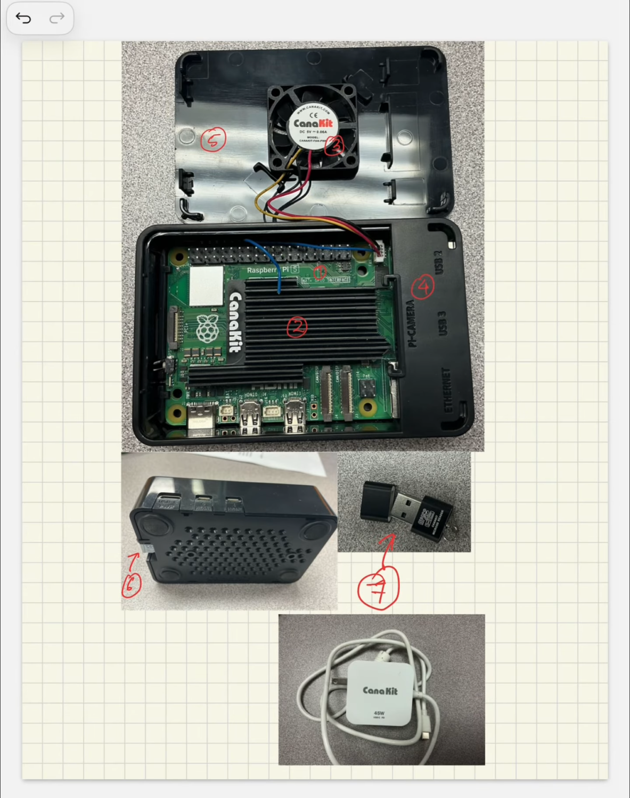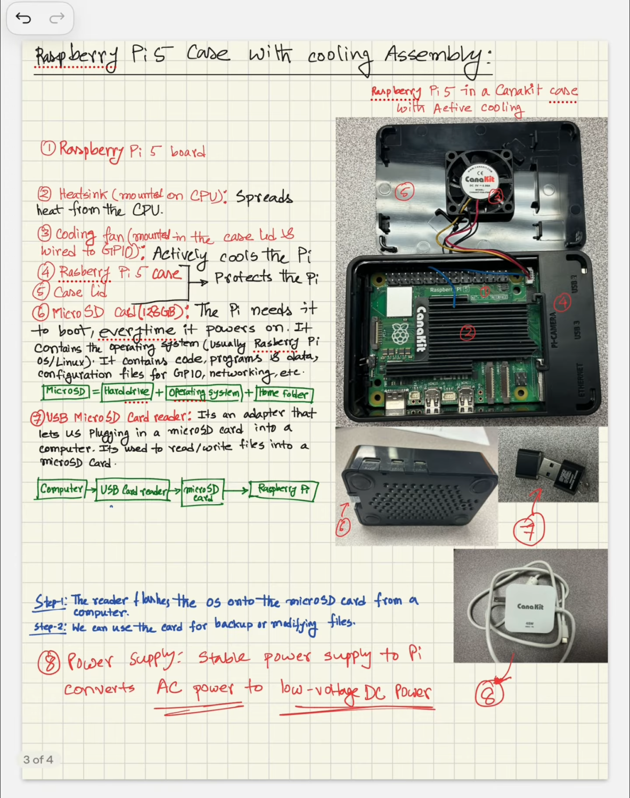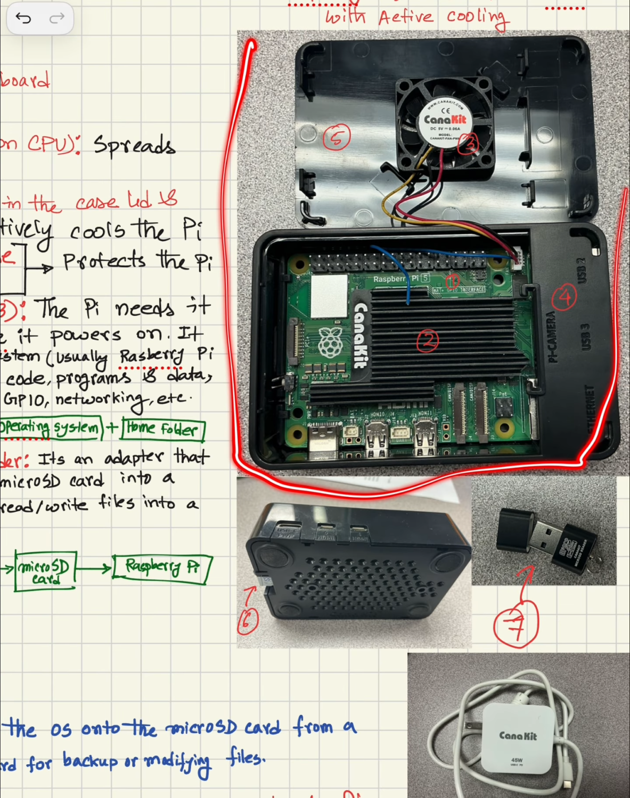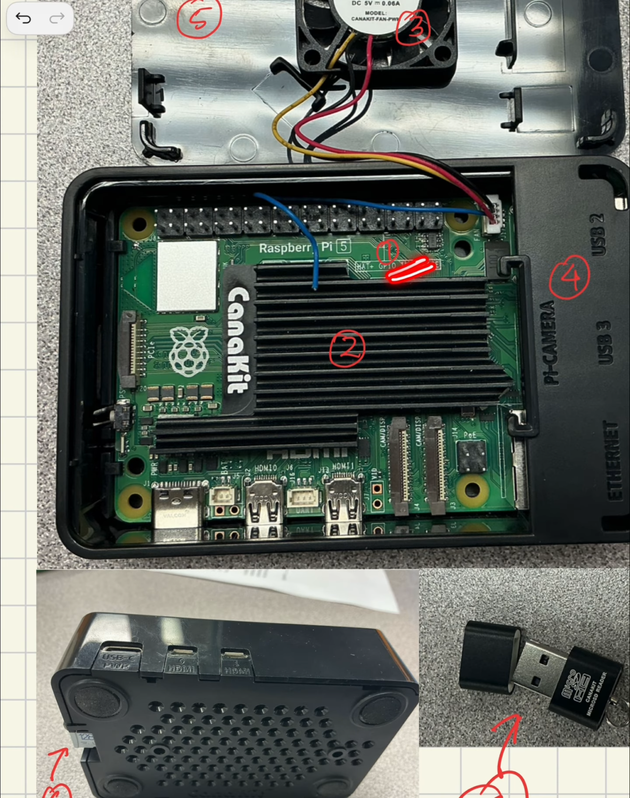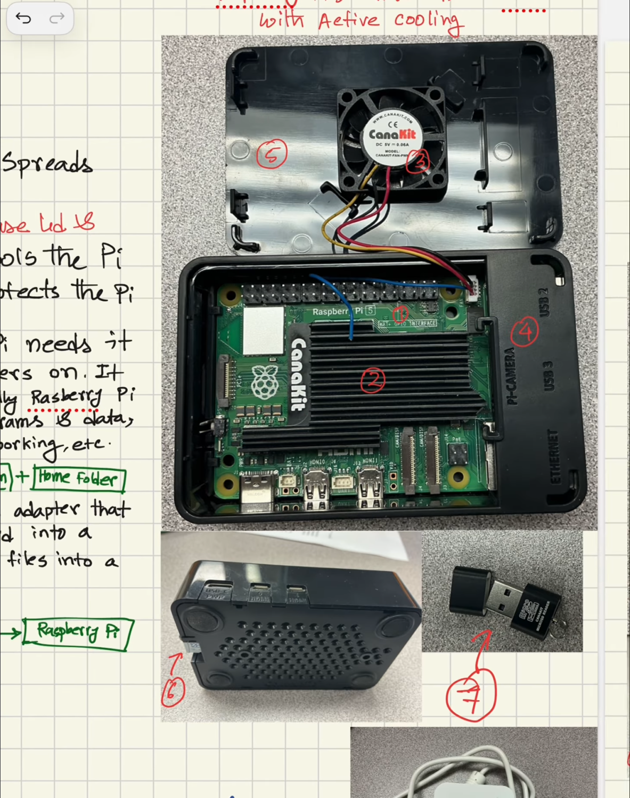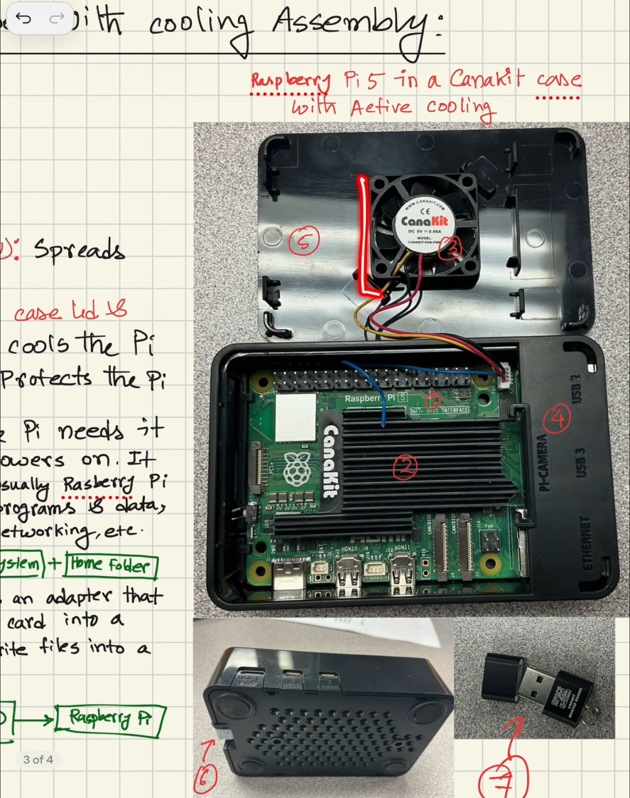So in this video, I'm gonna explain a Raspberry Pi case with a cooling assembly. Here we can see this assembly in different views. This is the top view, and from here we have number 1, which is the Raspberry Pi board itself, this green board, and number 2, this is the heatsink, and number 3, this is the fan.